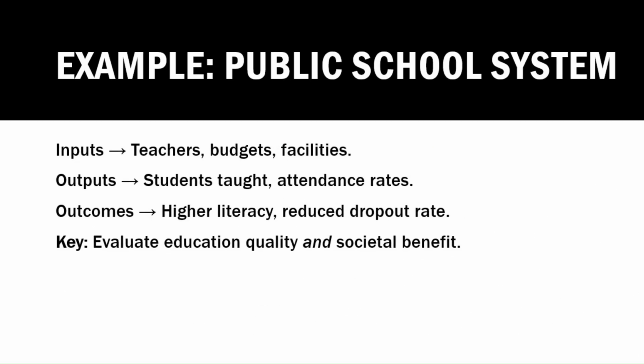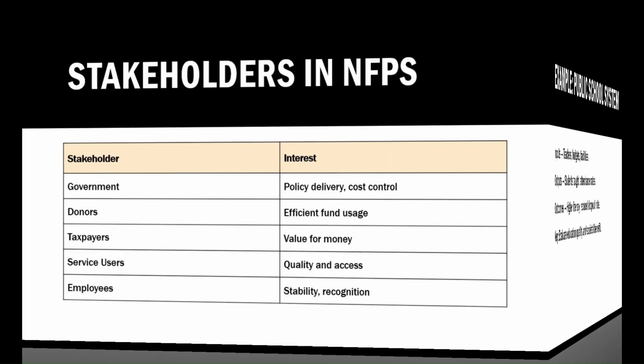For example, in a public school system, inputs include teachers, budgets, and facilities. Outputs are students taught and attendance rates. Outcomes include higher literacy and lower dropout rates. This structure links spending to real social value.